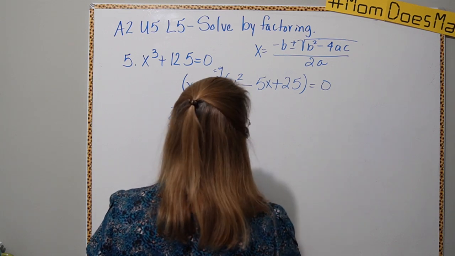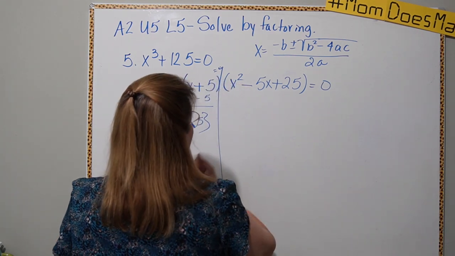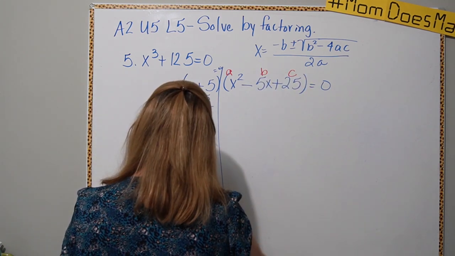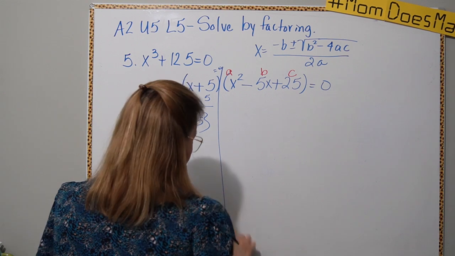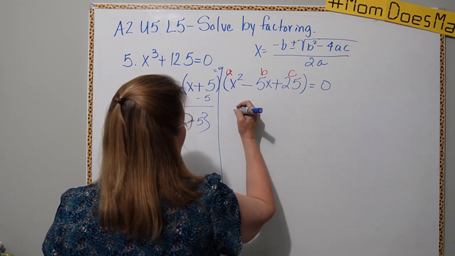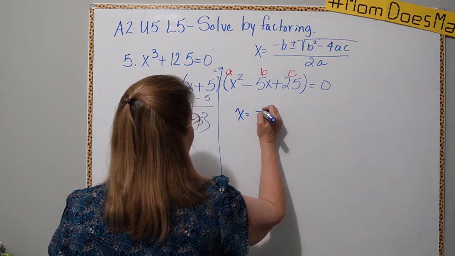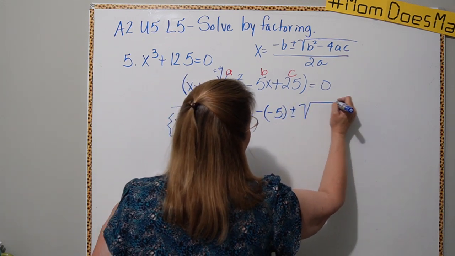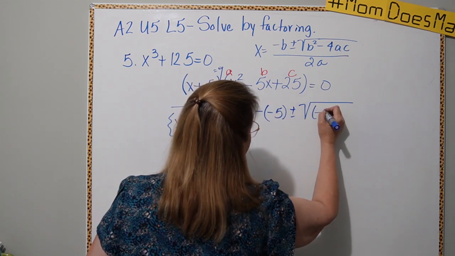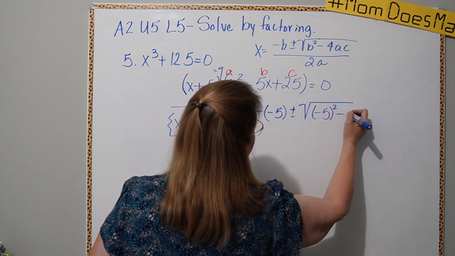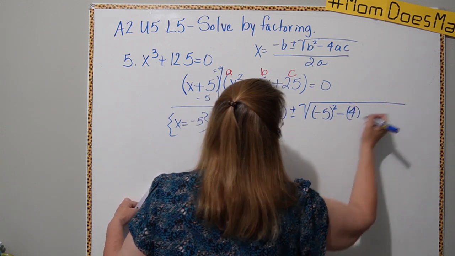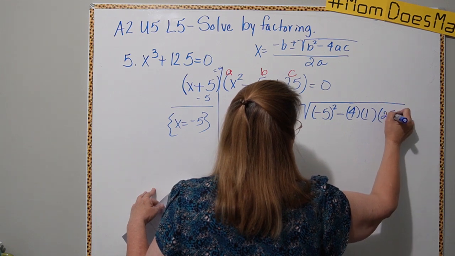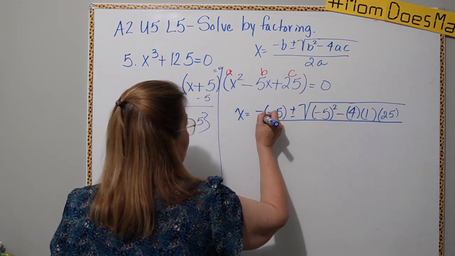Now, what are all those a, b's, and c's? Well, they come from here. The coefficient of this is your a, this is b, and this is c. So when we plug this in to the quadratic formula, it is going to look like negative, b is negative 5, plus or minus the square root of, b squared is negative 5 squared minus 4 times a, which was 1, times c, which is 25, all over 2a.